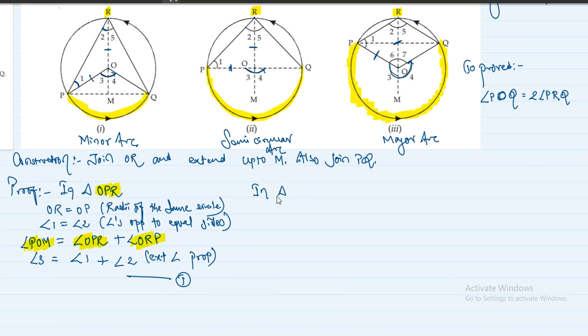In triangle OQR, OQ is equal to OR, radii of a circle, right? OQ is equal to OR. I'm sorry about that. Yeah, this is OQ, which is equal to OR, right? OQ is equal to OR.